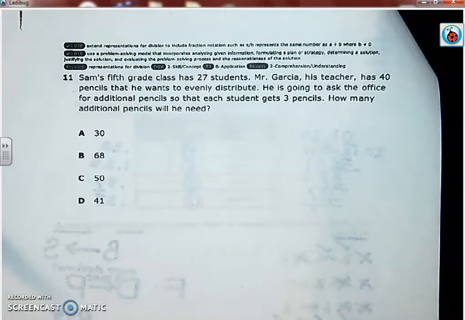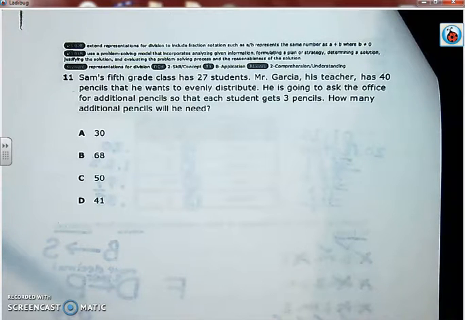So let's check. Sam's 5th grade class has 27 students. Mr. Garcia, his teacher, has 40 pencils that he wants to evenly distribute. He is going to ask the office for additional pencils so that each student gets 3 pencils. How many additional pencils will he need?